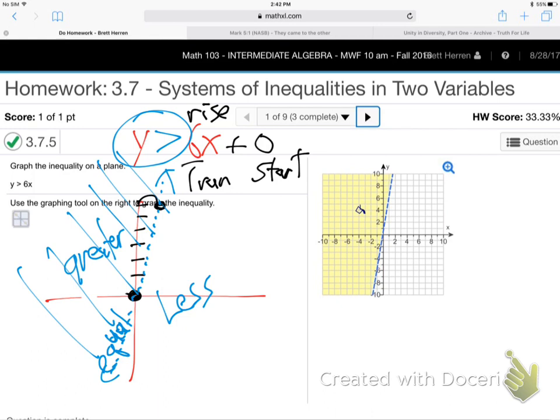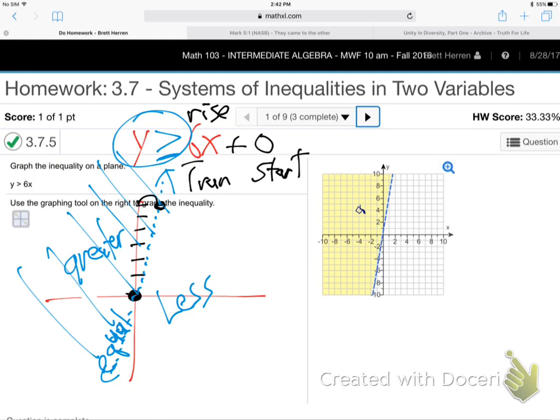Now, if they said greater or equal, I would have given them greater, and I would have made the line solid because they want the equals. They want the line. The line's where the stuff equals. If they said less, I would have just shaded below. If they said less than or equal to, I would have given them a solid line and shaded below. Does that make sense?